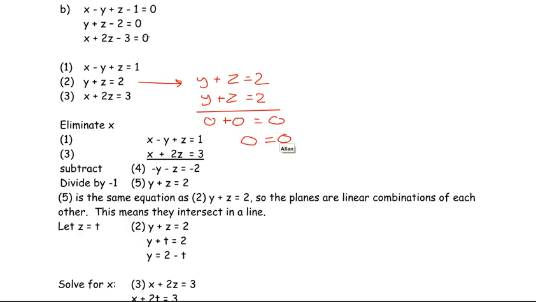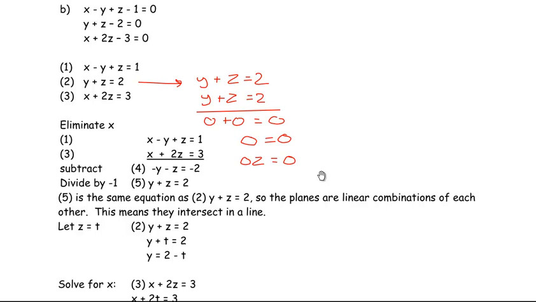So if you get that kind of thing, a true statement like that, and of course if I wanted to, instead of putting a 0 here, I could call it 0z equals 0. And that's a true statement no matter what number you put in place of z. 0 times anything is 0. So, the planes are linear combinations of each other, so they intersect in a line. And so what I need to do now is find the equation of that line of intersection, because that's what the instruction said in number 7.